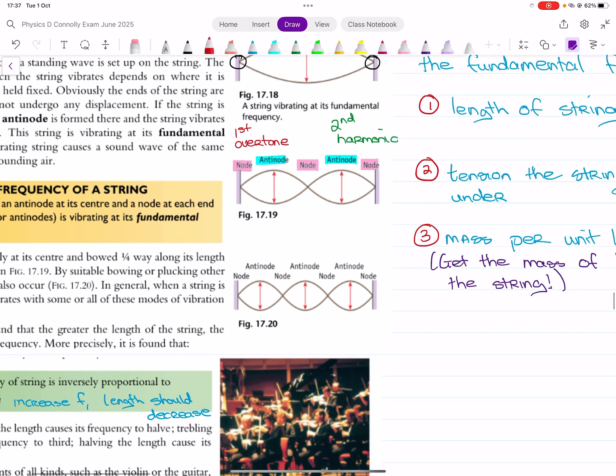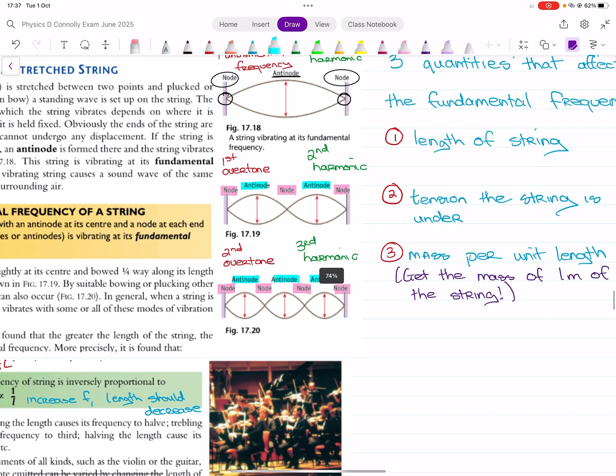And then down to the next one, if we're using fundamental frequency and overtones, then that's the second overtone. And if we're using harmonics, it's the third harmonic. And then what does the third harmonic look like? Pink. So we have 1, 2, 3, 4 nodes and 1, 2, 3 antinodes.